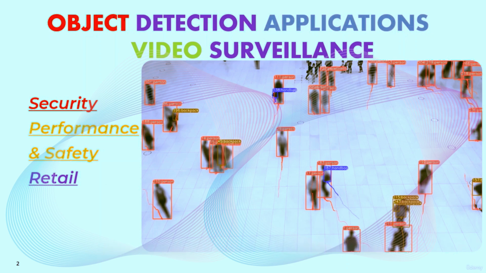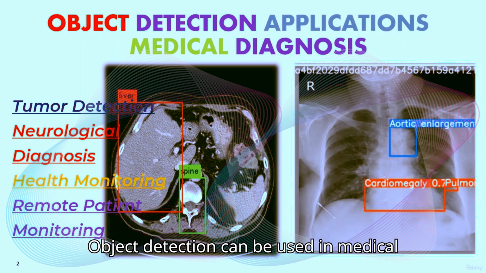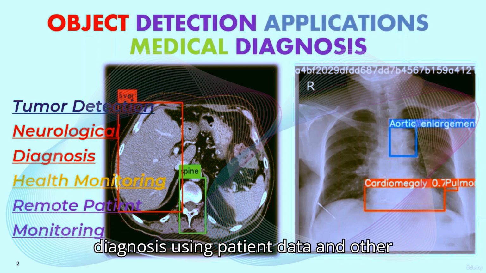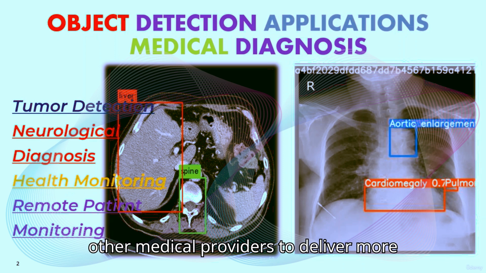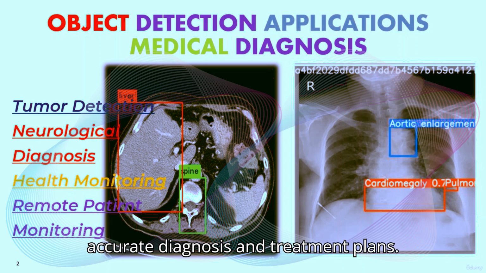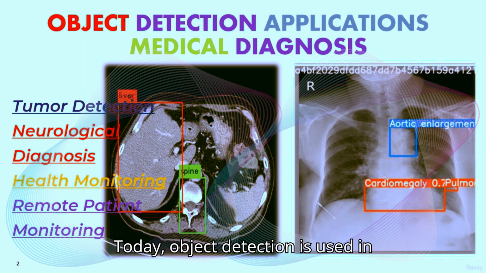Object detection can be used in medical diagnosis using patient data and other information. It can help doctors and other medical providers to deliver more accurate diagnosis and treatment plans. Today, object detection is used in tumor detection, neurological diagnosis, health monitoring, and remote patient monitoring as well.